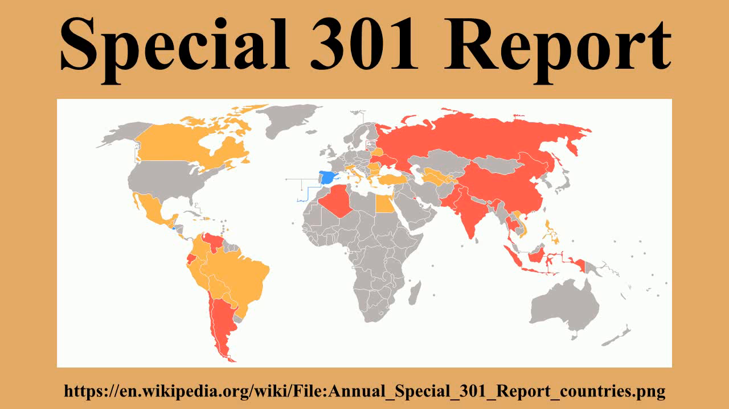Priority watch list countries are judged by the USTR as having serious intellectual property rights deficiencies that require increased USTR attention. Watch list countries have been identified by the USTR as having serious intellectual property rights deficiencies but are not yet placed on the priority watch list.